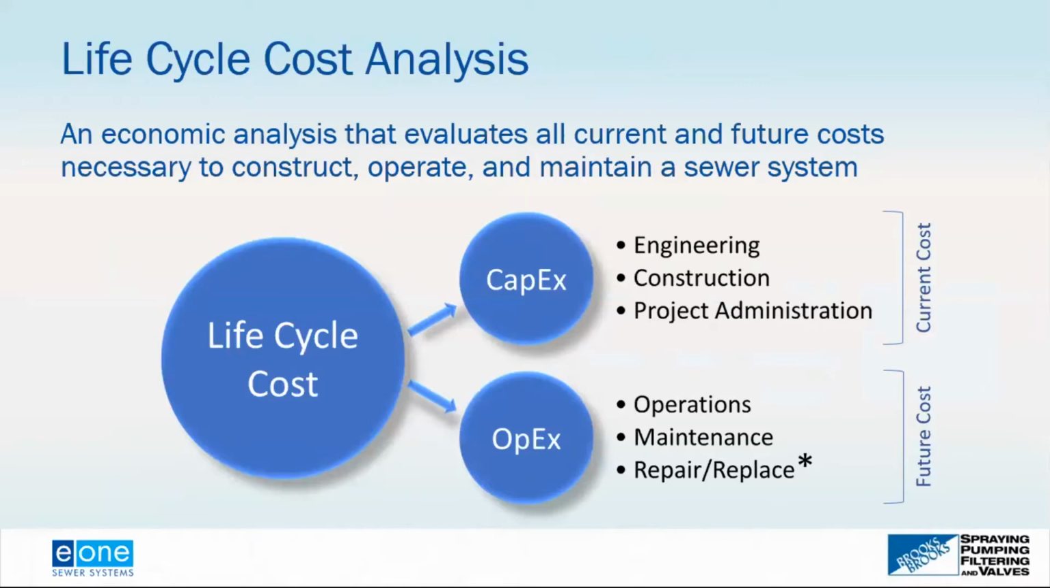So the life cycle cost analysis is the economic analysis that evaluates all current and future costs necessary to construct, operate, and maintain a sewer system. So the current costs are going to be your capital expenditures, your engineering, the cost of the actual construction project itself, and then the project administration and the project cost I alluded to earlier. Then you also want to include the operation costs, typically called the OpEx. That's your operations, your maintenance, as well as your repair and replacement costs.